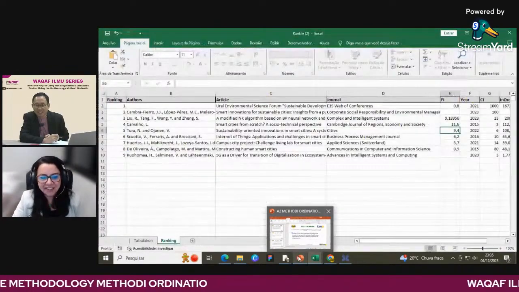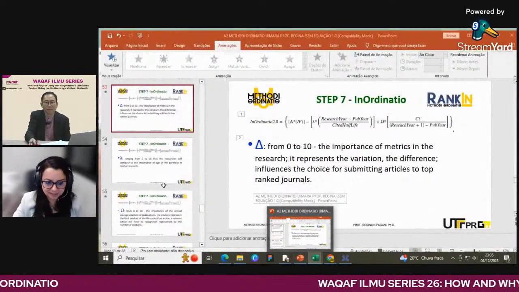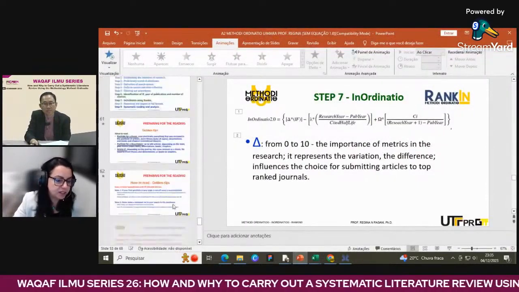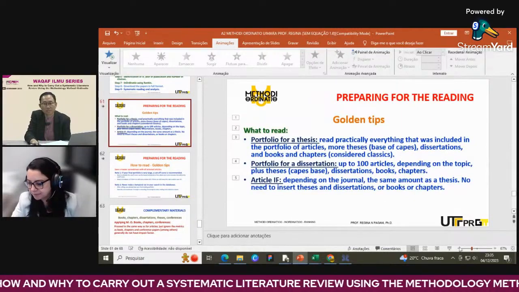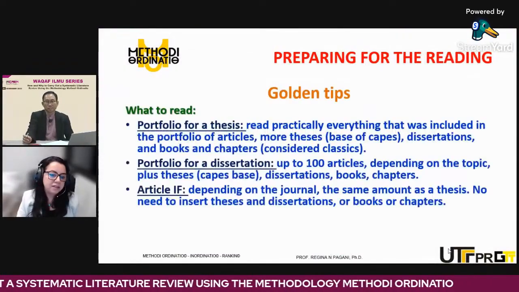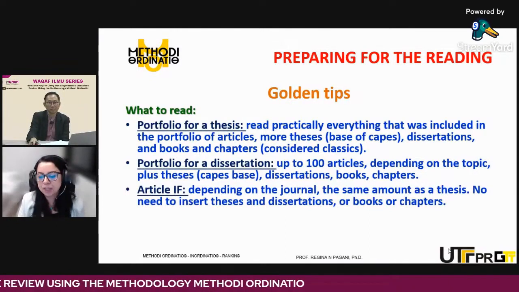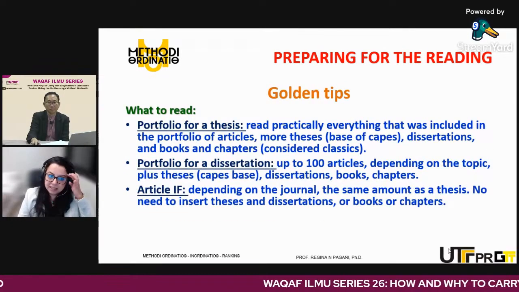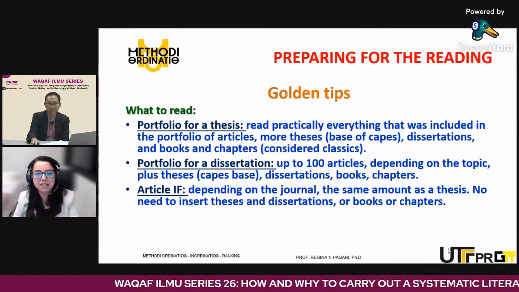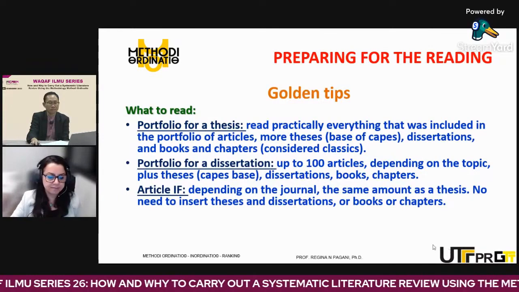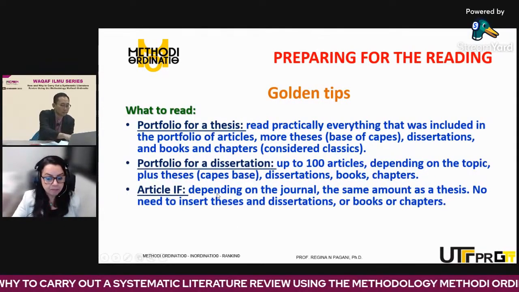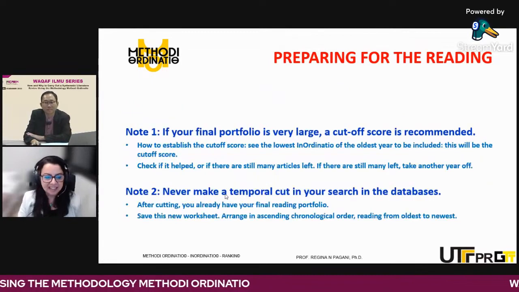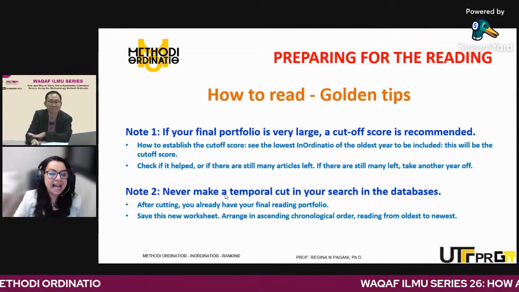Yeah, understand that. Okay. Now you have the ranking, but how to read them, how to eliminate some papers, because if you have 1,000 papers, you're not going to read all of them. So some golden tips. So what to read for a thesis? Read practically everything. For a dissertation, up to 100 articles. Well, it depends. In Brazil, this is our context. In our context, you have to discuss with your advisors. Depending on the journal, the same amount for a thesis you must read, okay? So how to read?